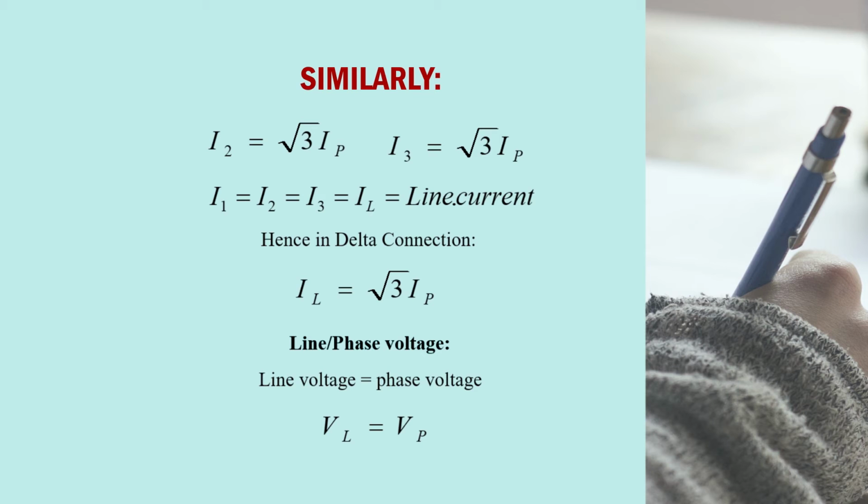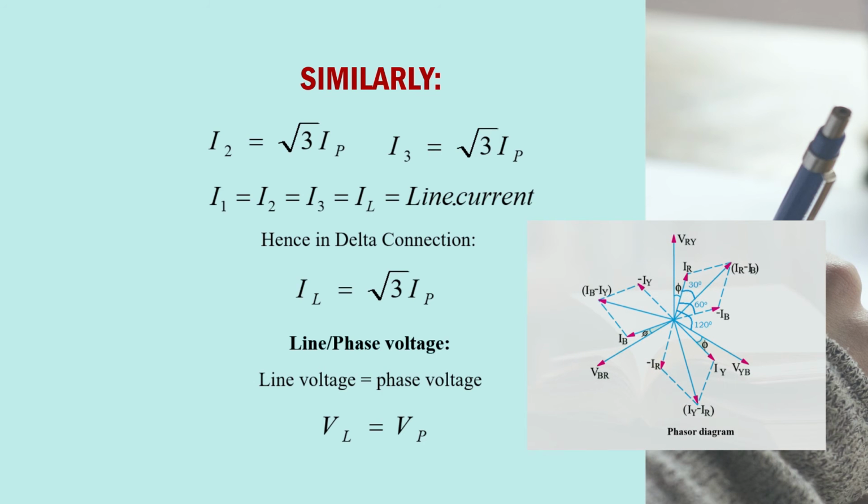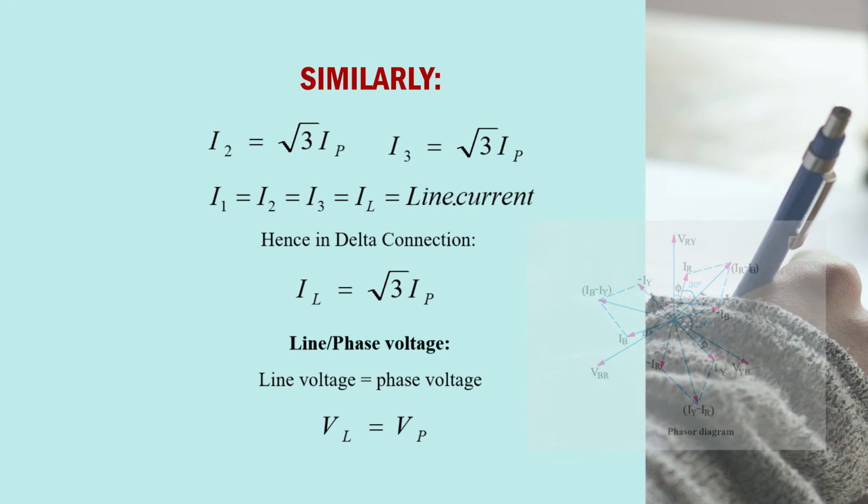So in case of delta connection, you can notice that the line current is equal to root 3 times the phase current. And if you see the circuit diagram or the phasor diagram, you can notice that the voltage across the phase is equal to the voltage across the line. So you can write the line voltage equal to the phase voltage, or V suffix L is equal to V suffix P.